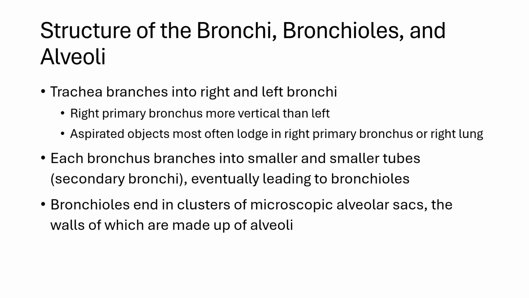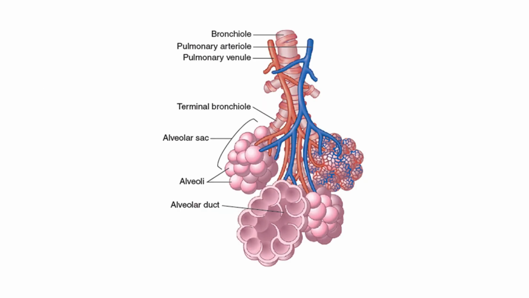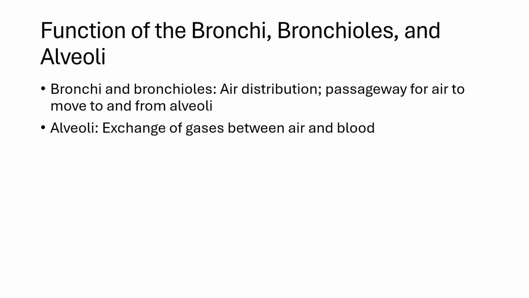Because if you really look at the lungs, it almost looks like an inverted tree. So there we've got the bronchiole, and then you've got your arteries here, which we'll talk more about in just a bit. And then you've got the alveolar sacs and then the alveoli here. And that's where you're getting that exchange between oxygen and carbon dioxide. The function of your bronchi and bronchioles is air distribution, and once again, the alveoli is that exchange of gases between air and blood.